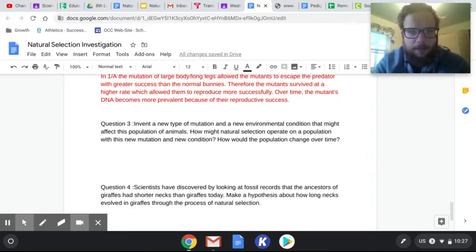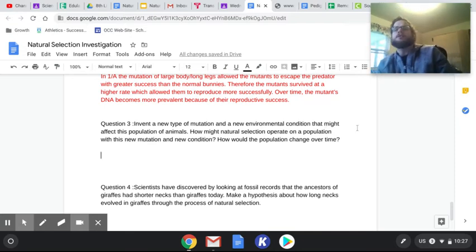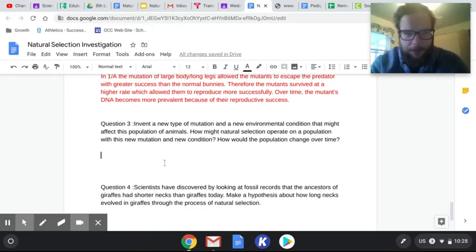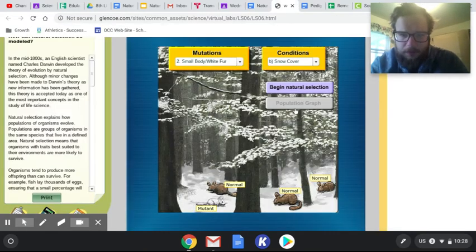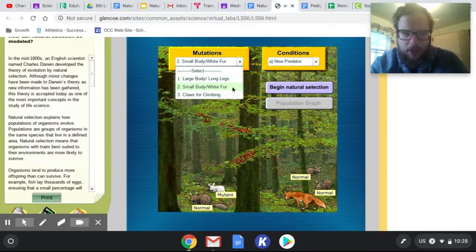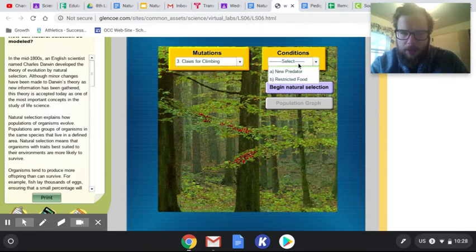All right, question 3. Invent a new type of mutation in a new environmental condition that might affect this population of animals. How might natural selection operate on a population with this new mutation, a new condition? How would the population change over time? That's a big question. Let's go back here. So, in other words, it wants us to create something new that we don't see here.